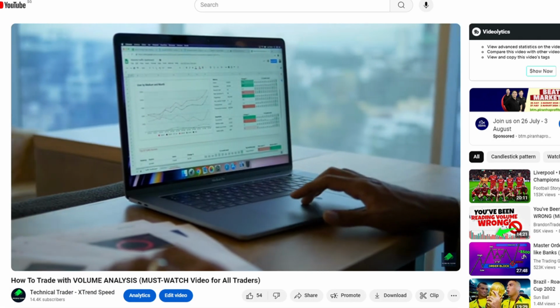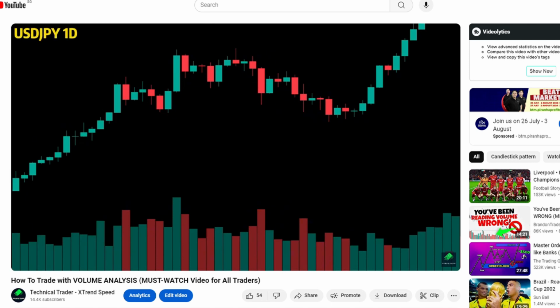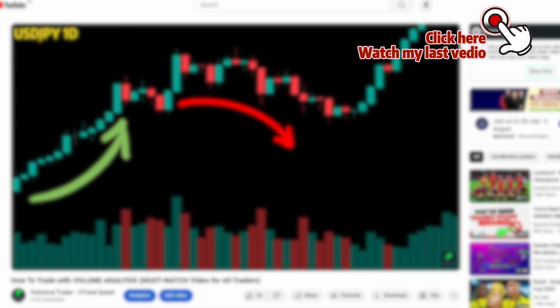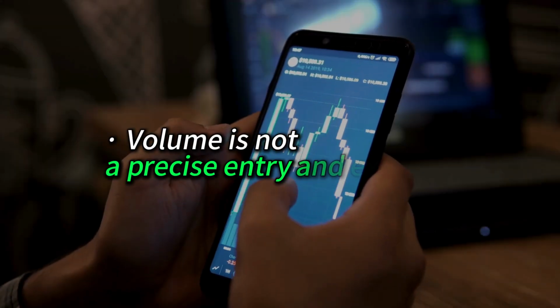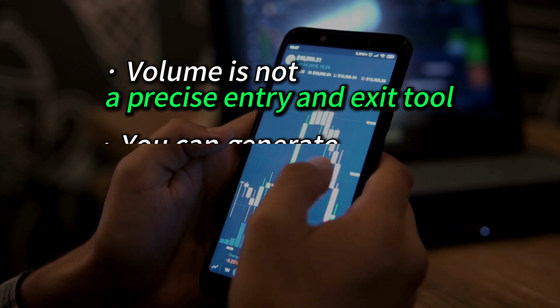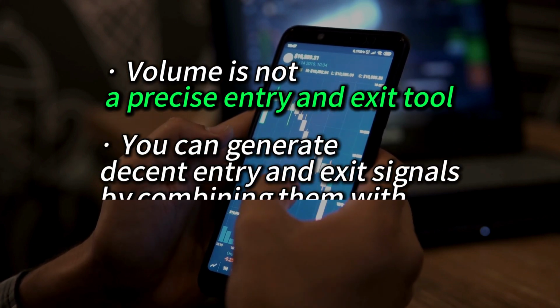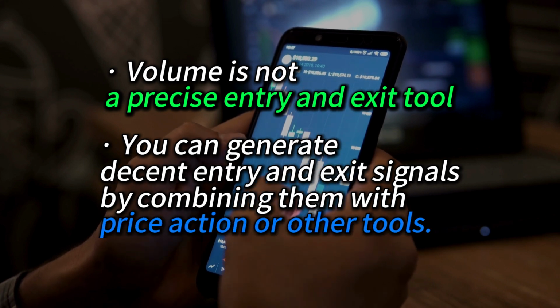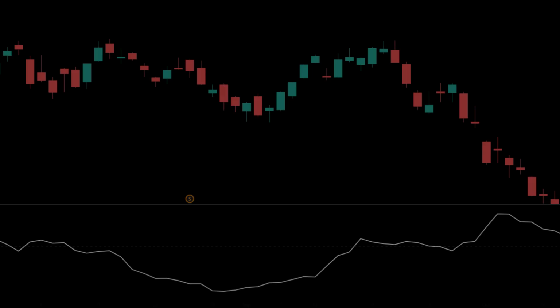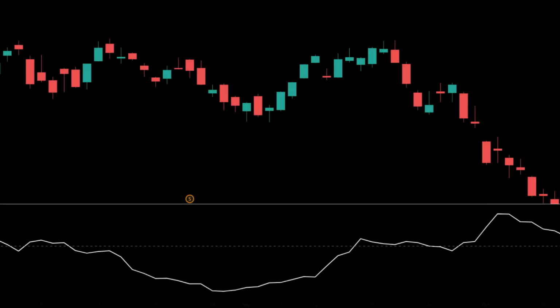In the last video, we learned how volume influences the trend and the reversal. You can click here to watch my last video. We all know volume is not a precise entry and exit tool. However, with the help of some volume indicators, you can generate decent entry and exit signals by combining them with price action or other tools. So in this video, I'm going to reveal a volume indicator that I personally use, which is the volume oscillator.